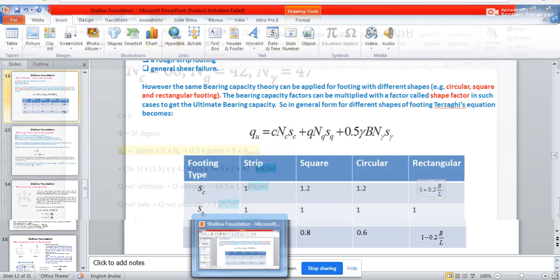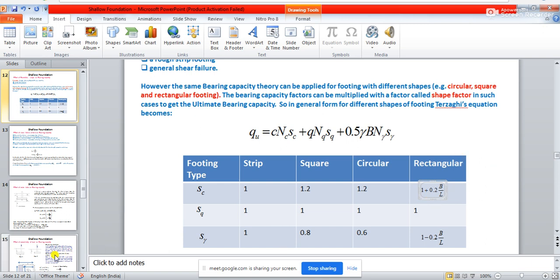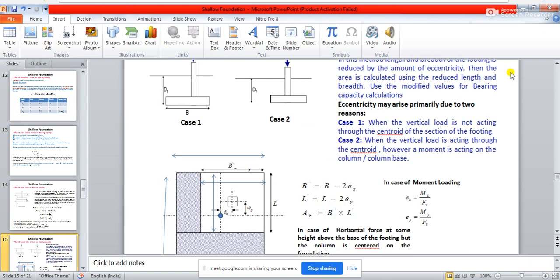And we have understood that the effect of eccentricity primarily may come because of two cases. One is because of the placing of the column at an eccentric level, not at the centroid, but a little bit shifted, or because of some moment acting on the column. Through that moment, the column will also create some moment at the base of the footing, and that primarily will come because of the horizontal load acting on the column.